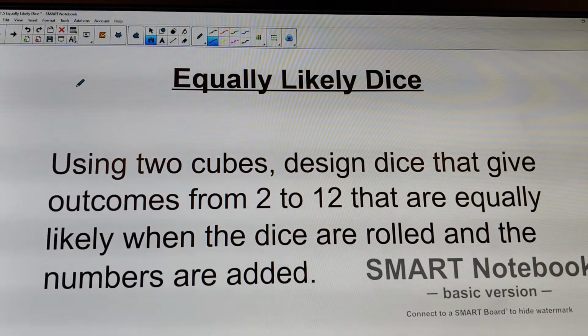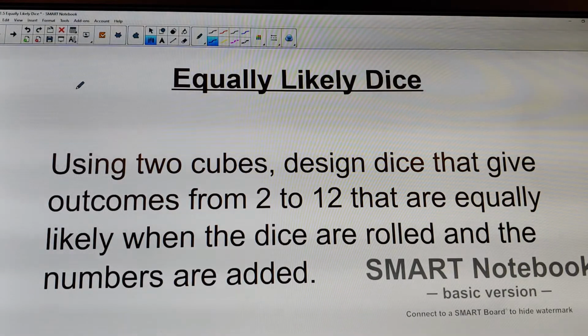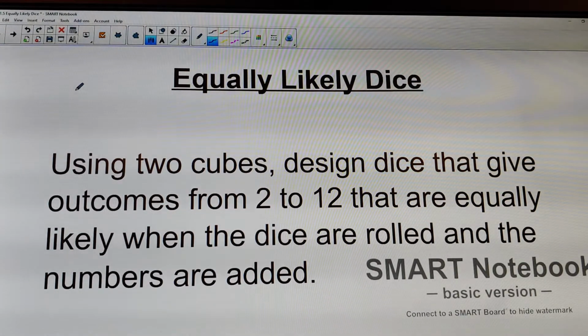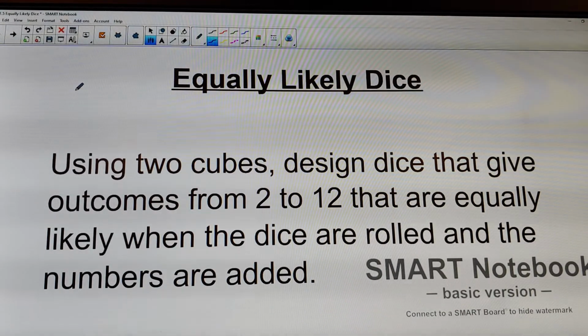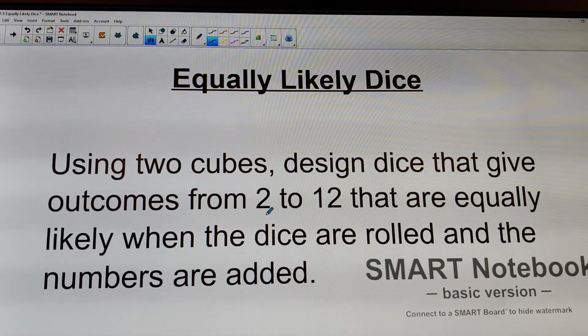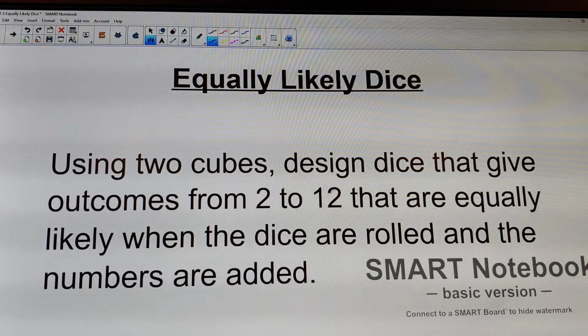So you had the equally likely dice challenge. Just an interesting little math activity. Hopefully you enjoyed trying it. Originally, this came to me working on a Mathify shift, and a student came and asked about it. The idea being you still get the same outcomes as normal dice when you roll them and add them, lowest being 2, highest being 12, but then there's an equal number of everything from 2 to 12.